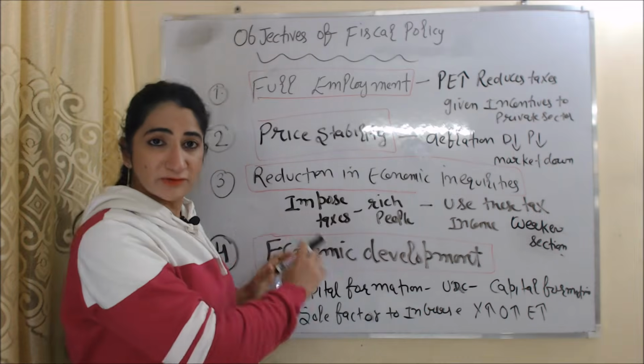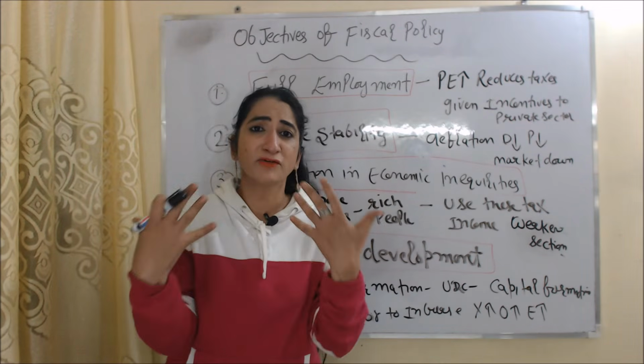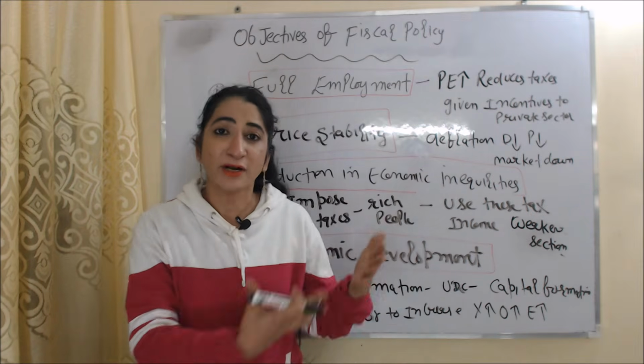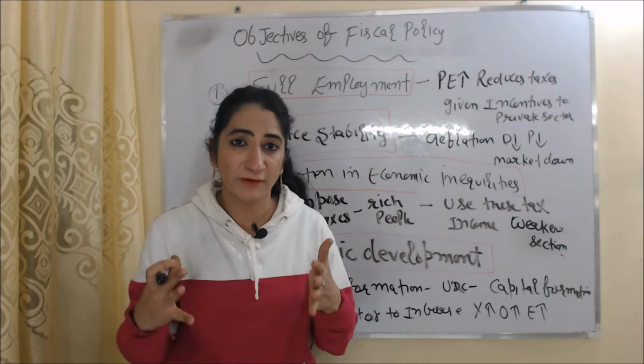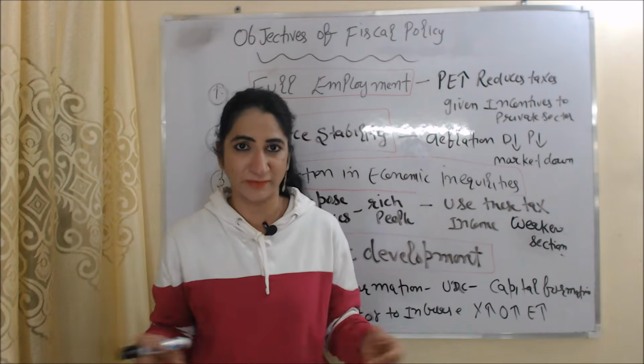The fourth objective is economic development. In order to achieve the objective of economic development, government increases capital formation, or we can say that government increases investment. For an underdeveloped country, capital formation is the sole factor to increase income, output and employment.